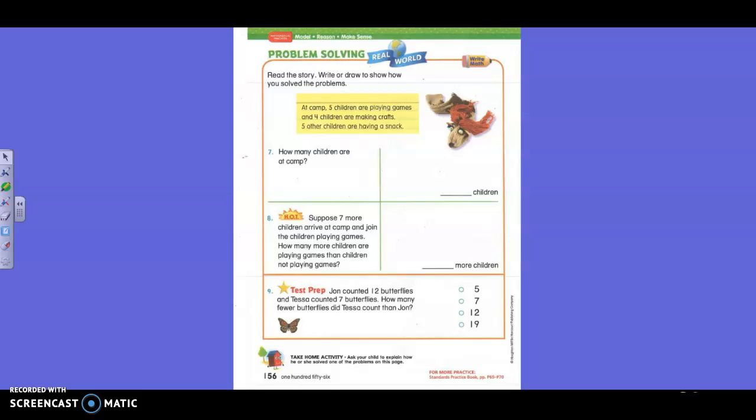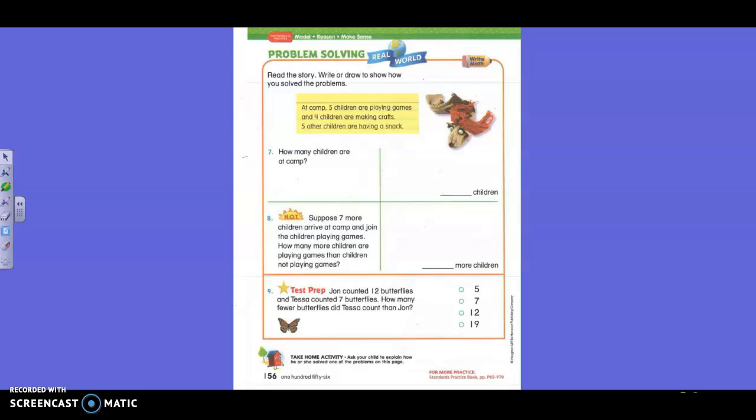Let's look at this back problem though before we start. It says read the story. Draw to show how you solve the problem. Oh, I think you could do number 7. At camp, 5 children are playing games and 4 children are making crafts. 5 other children are having a snack. How many children are at camp? You could find that out. Okay? But number 8, let's do number 8.